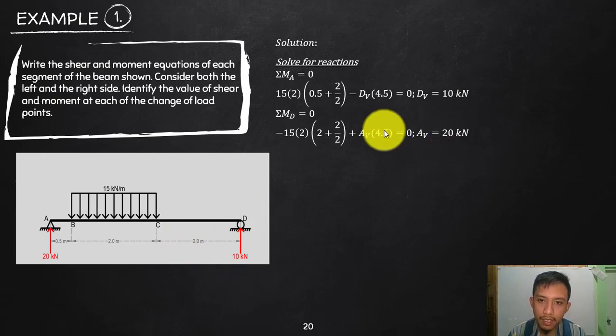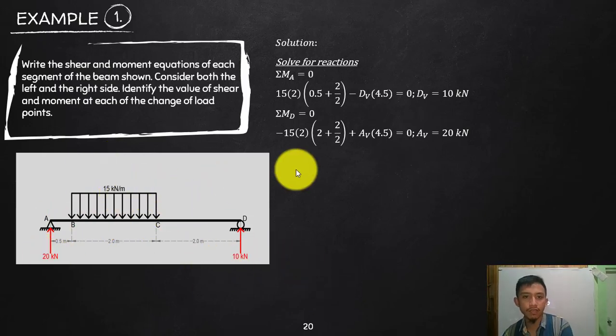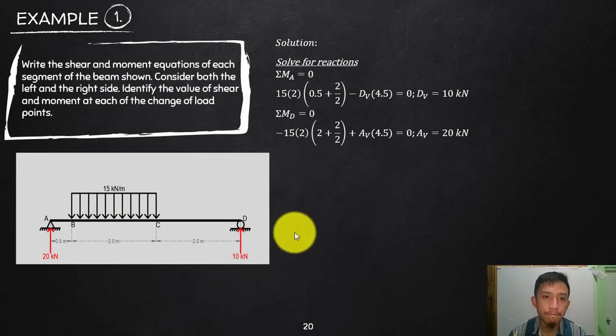So let's say I want to check summation of forces vertical. So that is 10, that is 20, that is going up, that should be equal to all the forces going down, which is 15 times the length, which is 2, that will be a concentrated load of 30. So 20 plus 10 equals 30. Yes, so we have a correct reaction.